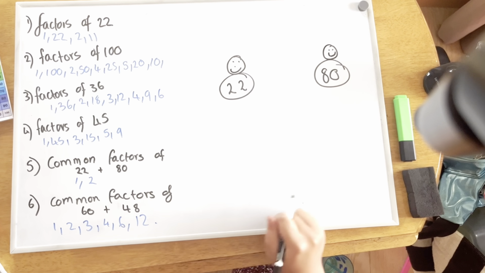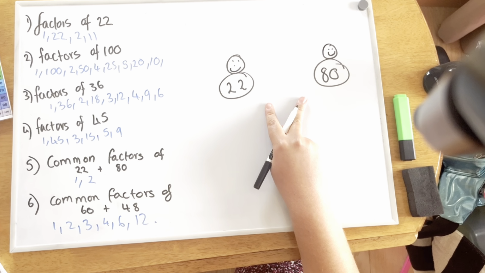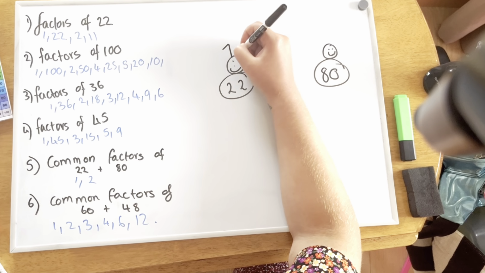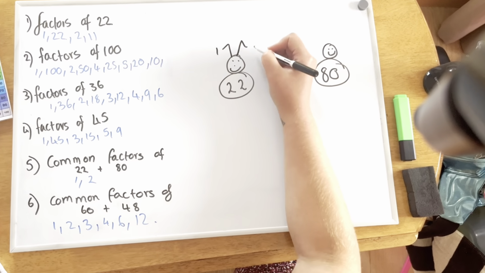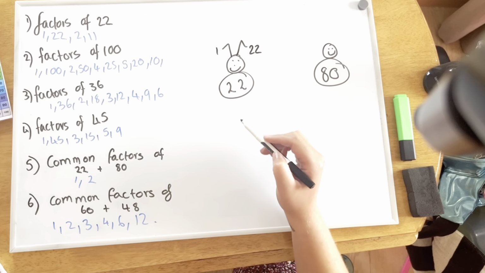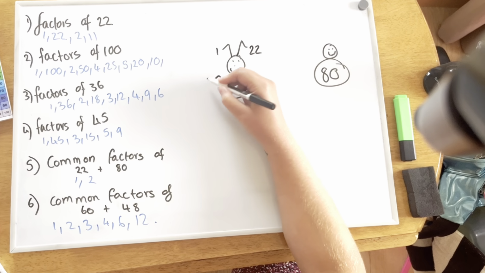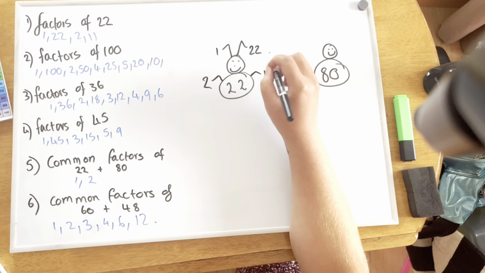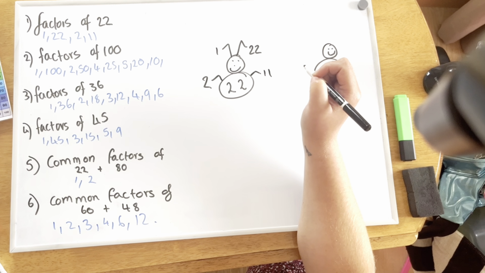Okay. So question 5 is asking us to find the common factors of 22 and 80. So let's start with 22. So again, always the same, 1 and whatever's in his belly of our factor bug. So 1 and 22, it's an even number, so we know that 2 is going to go into it. So 2 and 11, and we know that they are all the factors of 22.